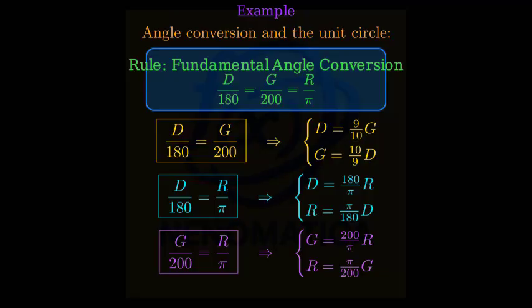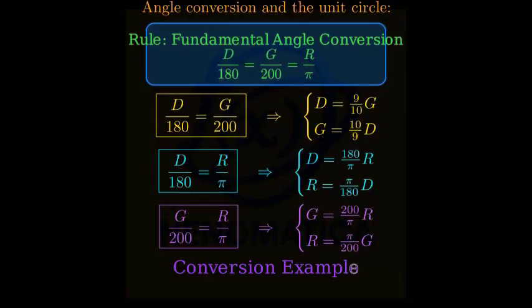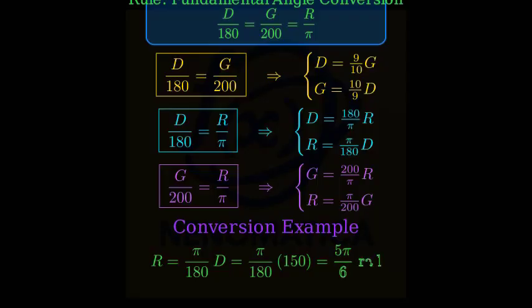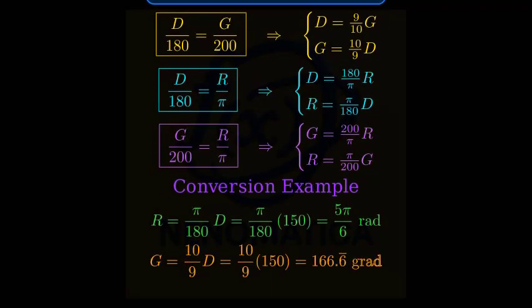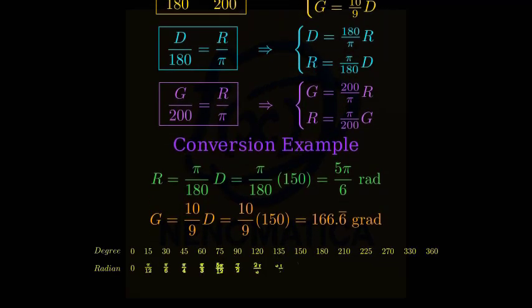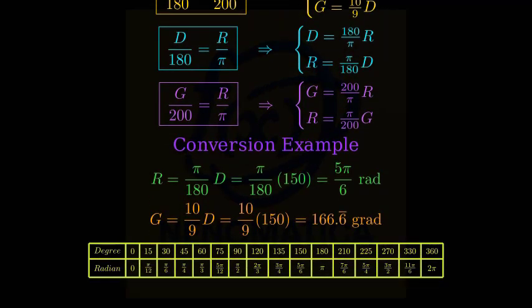Let us apply the algorithm to a concrete number. Convert 150 degrees into radians and into grads. To get radians, multiply by pi over 180. That yields 5 pi over 6. To get grads, multiply by 10/9. That produces 166.6 repeating grads. A tiny reference table of common angles is incredibly handy. Memorize these degree to radian pairs for instant recall.